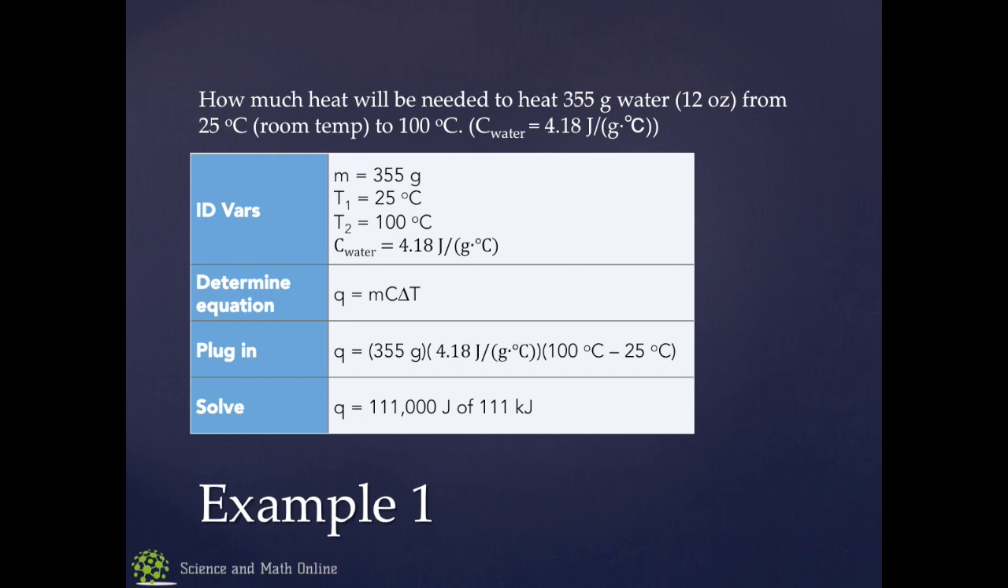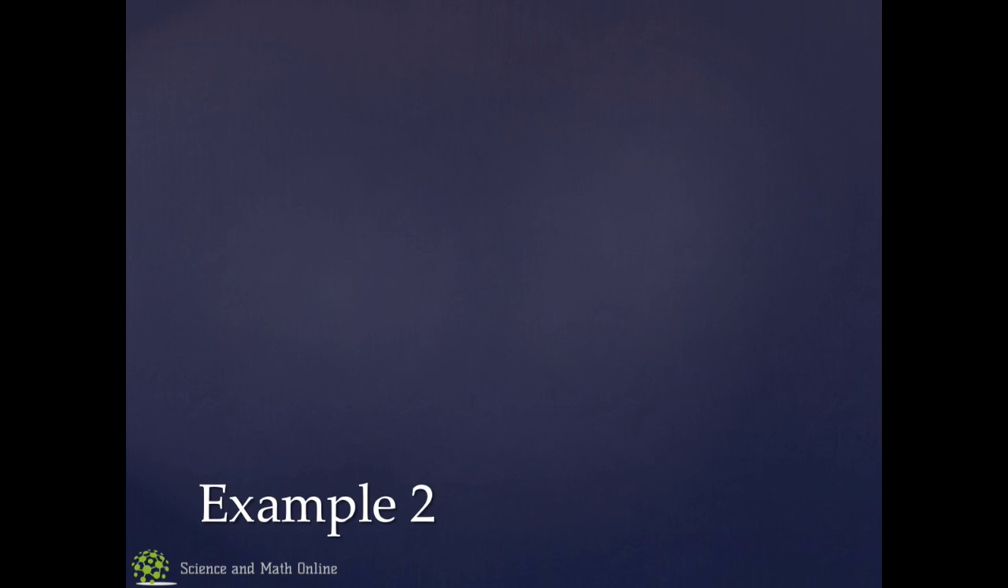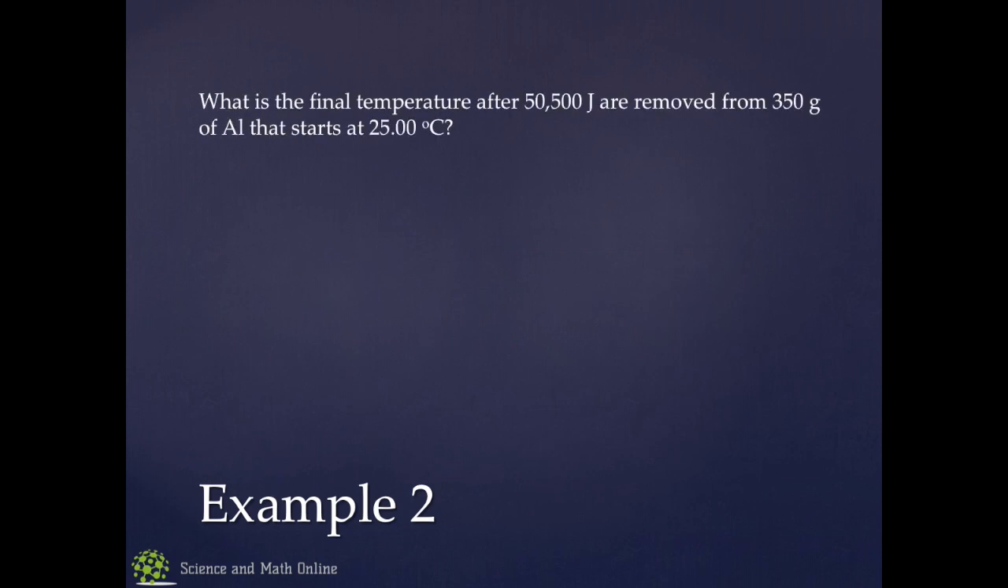So that's simply what I call essentially plug and chug. Find your equation, plug in the variables that you found, and then chug out an answer. All right, moving on to example 2. What is the final temperature after 50,500 joules are removed from 350 grams of aluminum that starts off at 25 degrees Celsius?